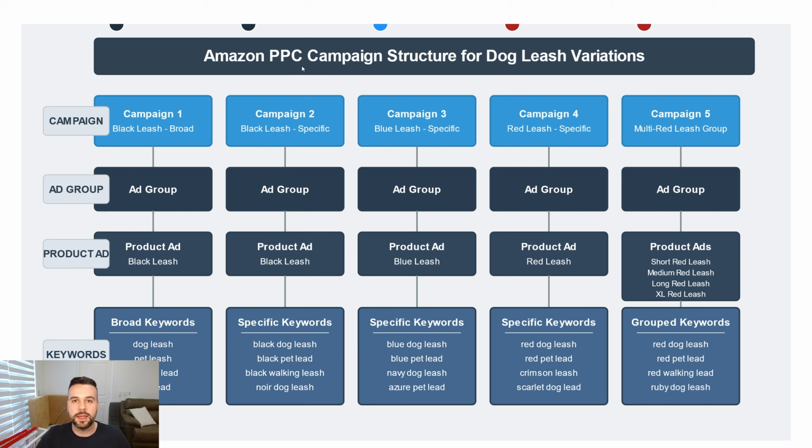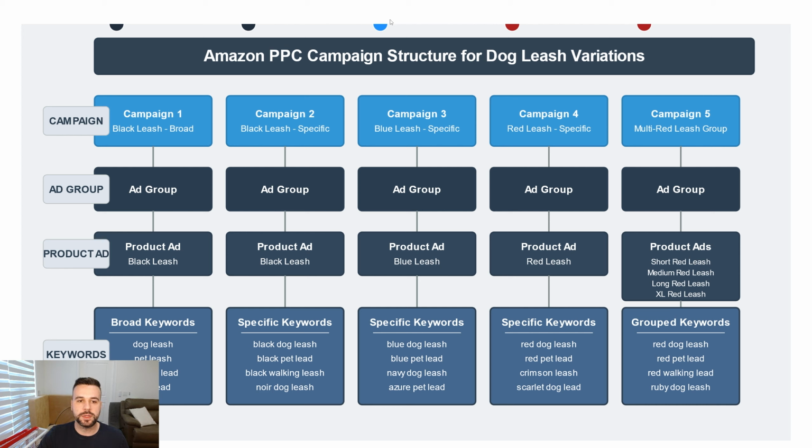So you're going to create a second campaign, campaign 2, which has very hyper relevant search intent keywords for that specific variation. For example, the black leash, very specific. Still one ad group, one ASIN. You can still group all the black ASINs together if that's what your product is laid out like. But you can see the specific keywords are like black dog leash, black pet lead, black walking leash, and so on. But they're super relevant to that colored variation.